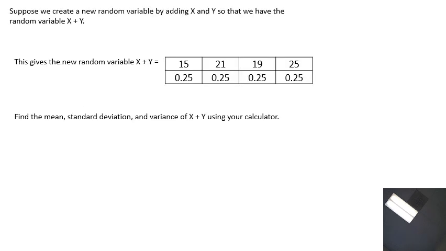Now let's see what happens if we create a new random variable by adding the random variables x and y. So we have a new table here of x plus y. Notice that x plus y are all the possible combinations of the sums of the terms in the random variable x and the random variable y, and we're assigning each of them an equal likelihood, a probability of 0.25. I'm going to ask you to pause and practice entering the data into your calculator and asking it to calculate the mean and the standard deviation.